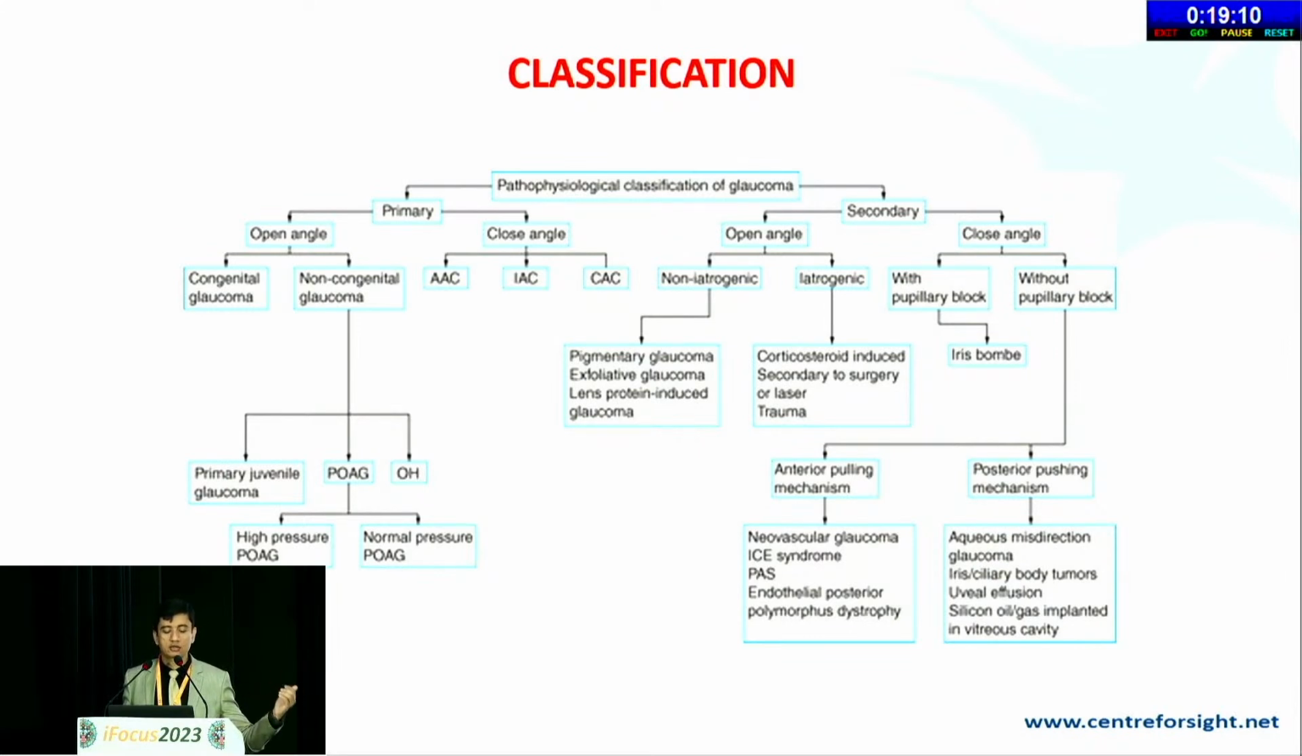In open angles, congenital and non-congenital, that is adult glaucomas. Again, in adult glaucomas, we divide it into either primary juvenile onset glaucoma, primary open angle, or ocular hypertension. Then further, in primary open angle glaucomas, it could be a high tension or high pressure glaucoma, or a low pressure or normal tension glaucoma.